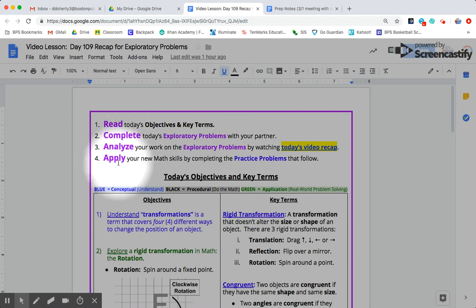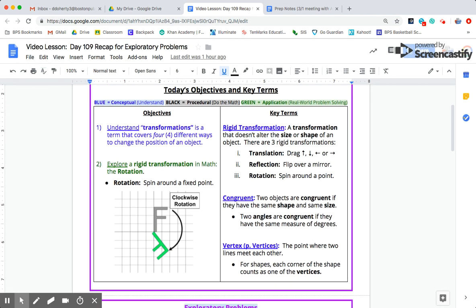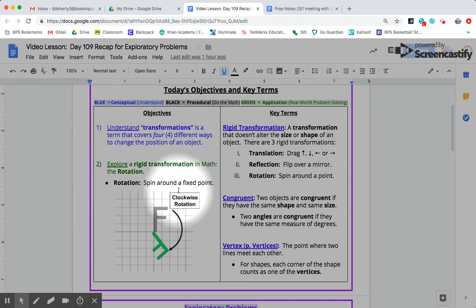After you watch this video, you'll be going on your own, working through those blue box problems that we call the practice problems. So let's start by taking a quick look at today's objectives and key terms. Specifically, today is going to be the first day that we focus on the rotation. We spent earlier this week focusing really on translations and reflections. Today we're going to move on to the rotation.